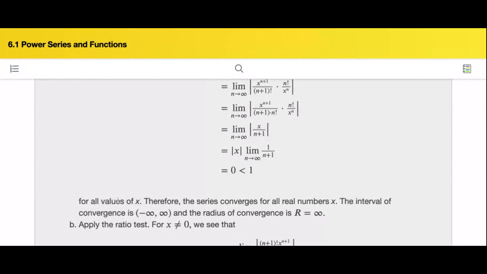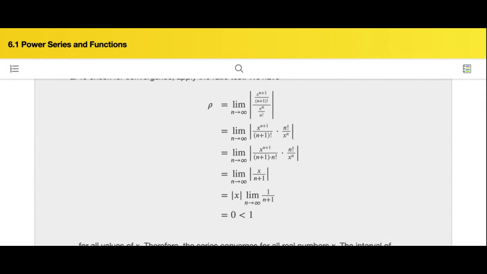So if we get 0, of course it holds for all x values, doesn't matter what x is, as long as x is a finite number. So therefore the series converges for all real numbers. And the interval of convergence is from negative infinity up to positive infinity. And the radius of convergence is infinity. Any questions?